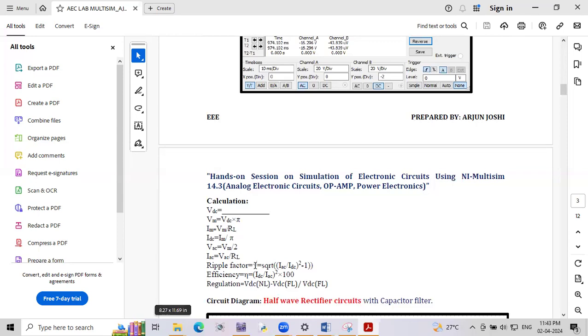Okay. Ripple factor, what is the formula? Square root of (IAC divided by IDC) whole square minus 1. Efficiency, theta, is equal to (IDC divided by IAC) whole square into 100. Regulation is VDC no load minus VDC full load, divided by VDC full load. This is how we calculate the parameters: ripple factor, efficiency, and voltage regulation.